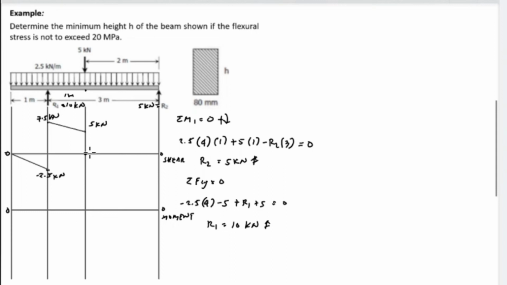Next, at this point we have 0, and from this point up to point 2 we have a uniform load of 2.5, and the distance is 2. So 2.5 times 2 is equivalent to 5 kilonewton, and the direction is downward. So this will be negative 5 kilonewton. Horizontal, the shape is diagonal.